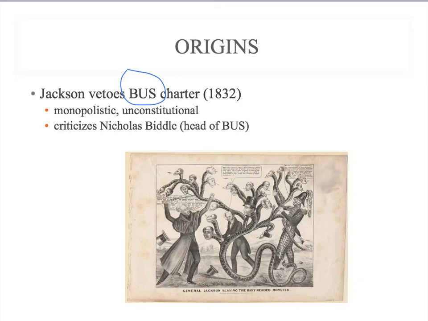Now, they're doing it a little bit earlier than they normally would because they feel like they have a pretty good shot to just go ahead and get it passed and not have to have it on their plate. Well, they didn't realize, I don't think, how fully Jackson did not like the Bank of the United States because he felt it was monopolistic, he thought it was unconstitutional, and he didn't like the dude that was at the head of the bank who was named Nicholas Biddle, who we'll talk about a little bit more later. So basically, he vetoes the charter of it and says, no, we're not going to have it anymore.